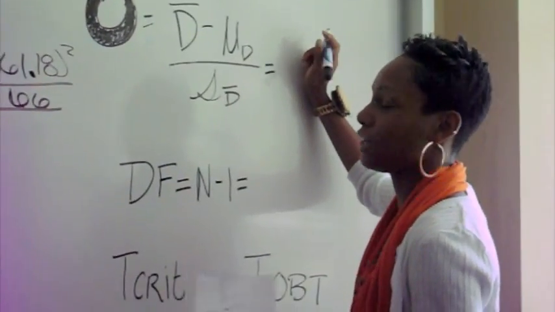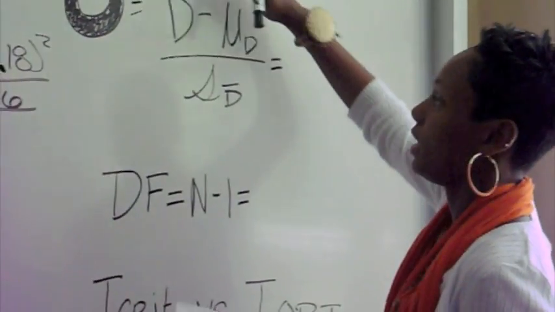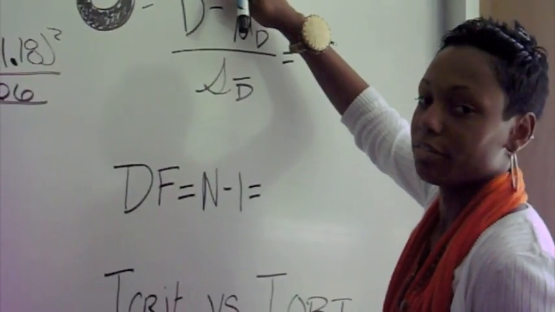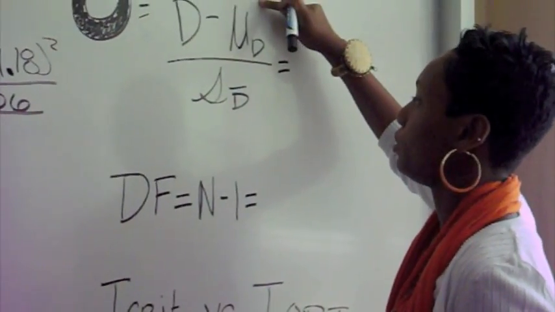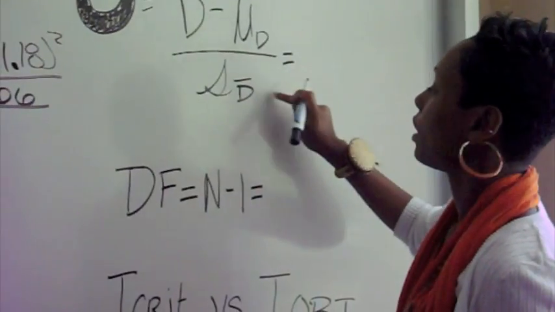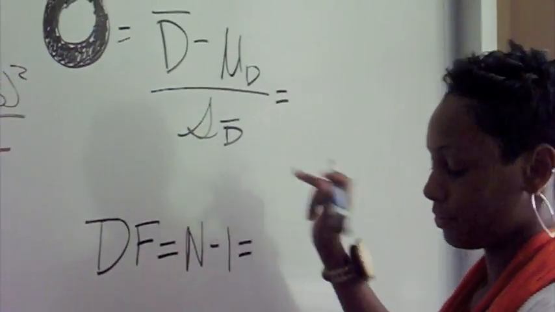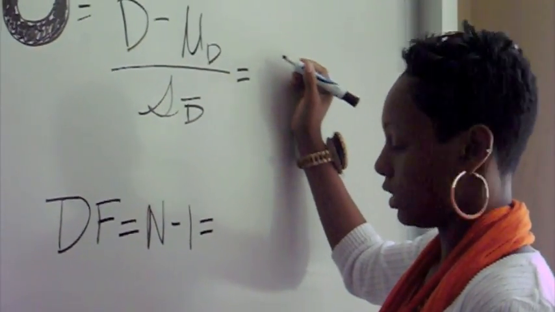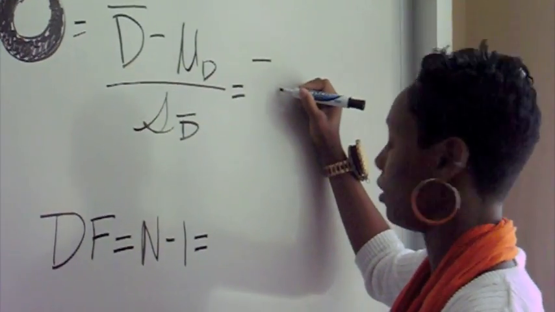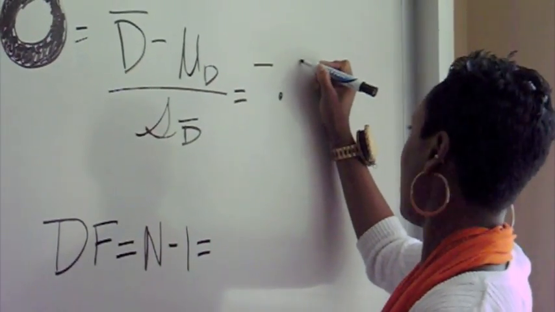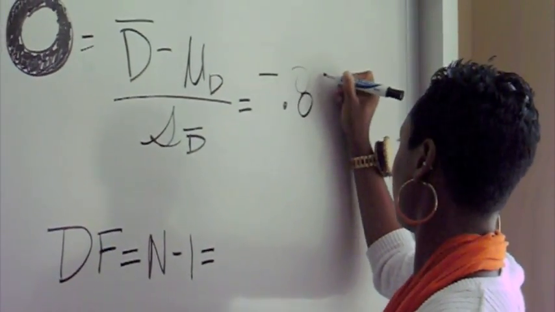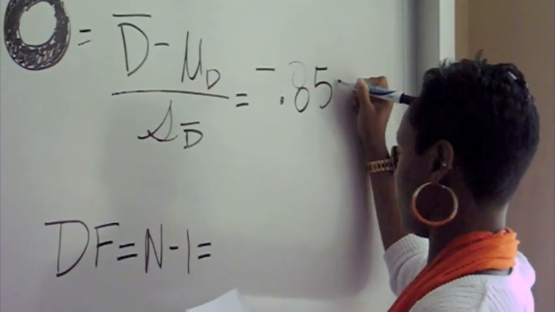Okay, next we calculate the obtained score. The D bar here, this is the mean of the differences, minus the mu sub D bar, all over S sub D bar. After calculating this, we get negative 0.857.